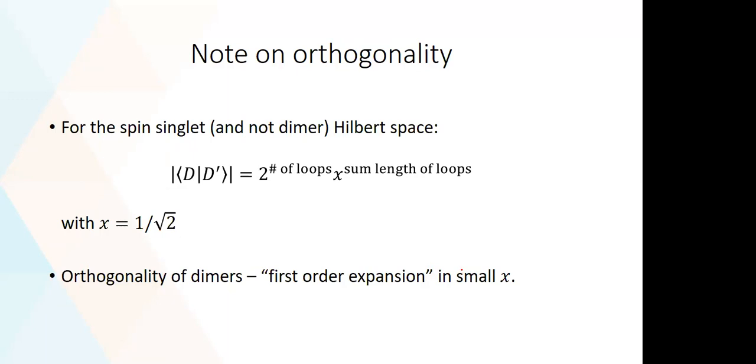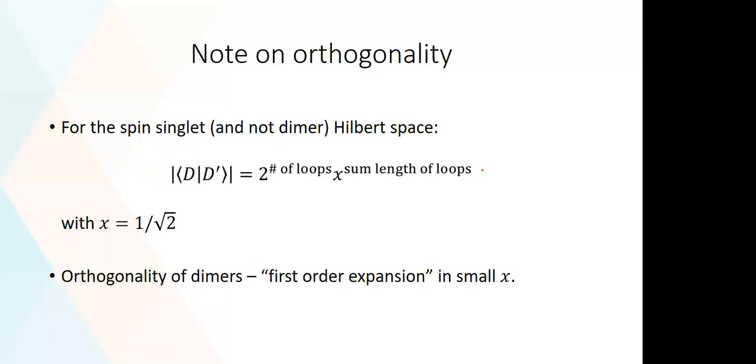And if the state we're considering is a superposition with large loops, then the overlap... People claim that this approximation is valid. So when you say 2 to the number of loops, is that when you compare D and D prime? Yes, I have 2 dimer configurations. You're looking at the overlap between D and D prime. Mm-hmm. And you say it's 2 to the power of number of loops. Yes, times x to the power of the sum of the lengths of them.